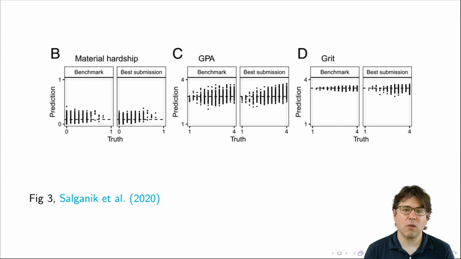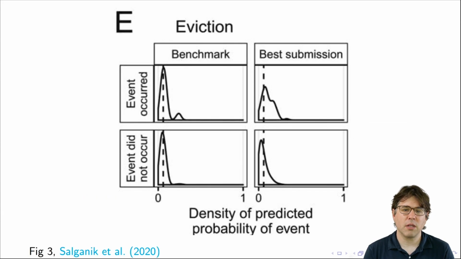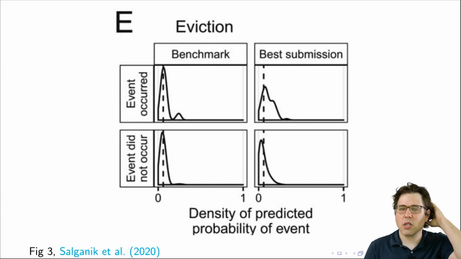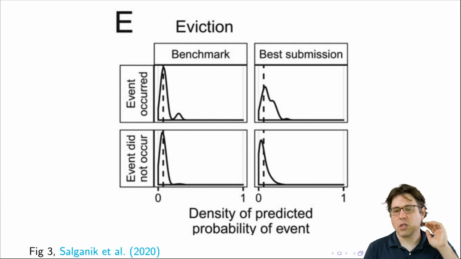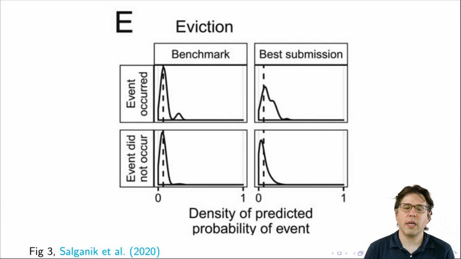Now let's look at the results for binary outcomes. These are the results for eviction. Let's look at the best submission. We see those 2 histograms. One histogram is where the event occurred, those are for the families that were evicted. If the models were working really well, the predictions would be very close to 1 for the families that were evicted, and very close to 0 for the families that were not evicted.